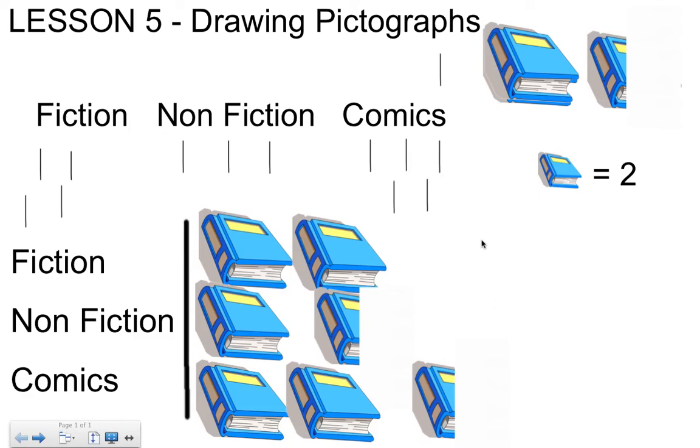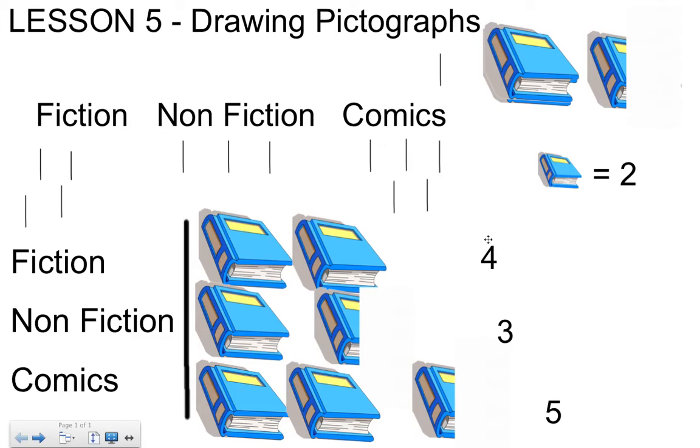So again, for fiction I have 4, for nonfiction I have 3, and for comics I have 5. So 2, 4; 2 plus 1 is my 3; 2 plus 2 plus 1 is my 5. In today's lesson and tomorrow's classwork, you're going to be given a tally exactly like this, and you're going to be drawing pictures to represent this data using a pictograph.